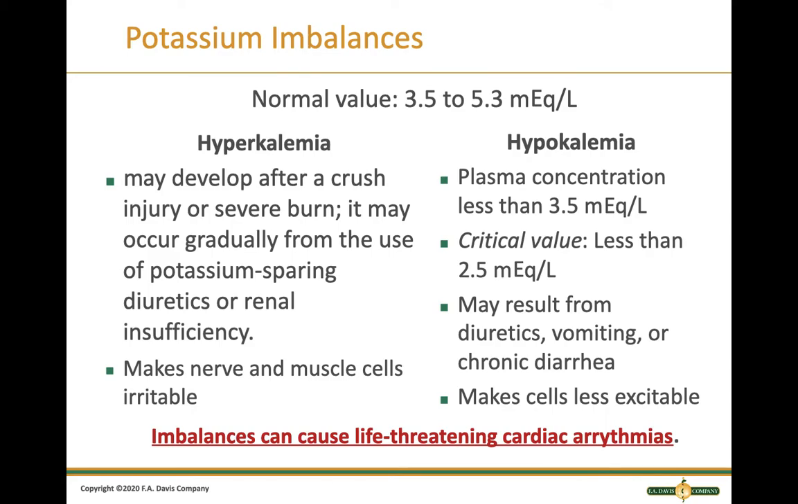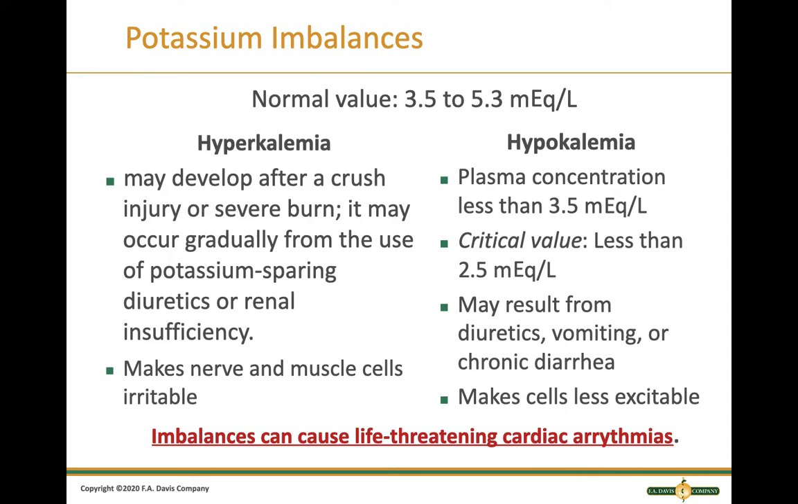It can develop after a crush injury or a severe burn, or it can occur gradually from the use of potassium-sparing diuretics or renal insufficiency. It makes nerve and muscle cells irritable, and it's actually what's in a lethal injection. It says here at the bottom, imbalances can cause life-threatening cardiac arrhythmias. So if your potassium balance is off, you can't generate action potentials in your heart cells, and your heart stops beating and you die. So one of the things in a lethal injection is a very high dose of potassium, which makes your heart stop.